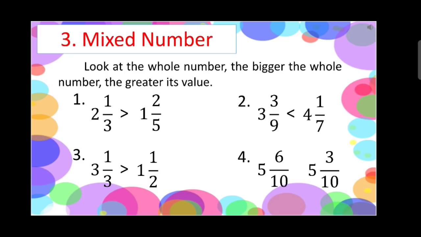So, same sila ng whole number which is 5. Ngayon, dyan, titingnan nyo na lang po yung fraction. Yung isang fraction ay 6 over 10, yung isa naman po 3 over 10. So, dyan na natin mai-apply yung same denominator. O, di ba sa same denominator, titingnan na lang natin kung sino yung mataas na numerator, siya yung mataas yung value. Tanong ko, sa 6 over 10 at 3 over 10, sino yung mas mataas yung numerator? Di ba si 6 over 10? So, that's why 5, 6 over 10 is greater than 5, 3 over 10. Okay, next.